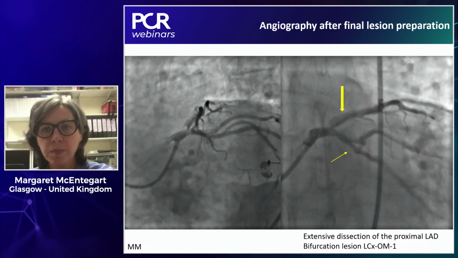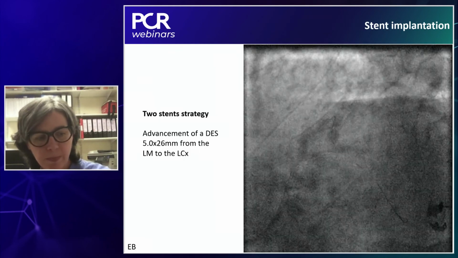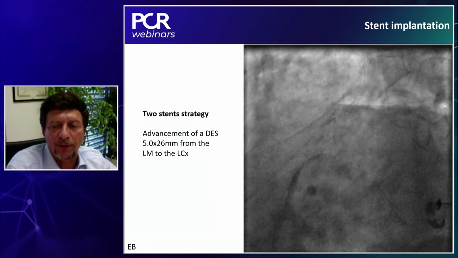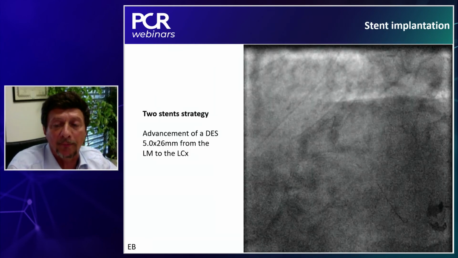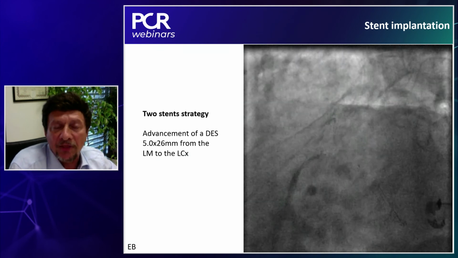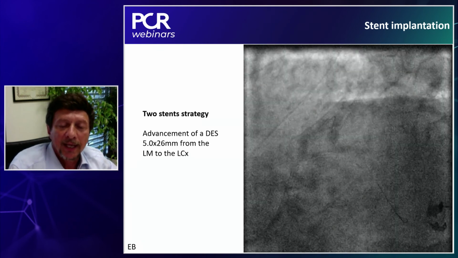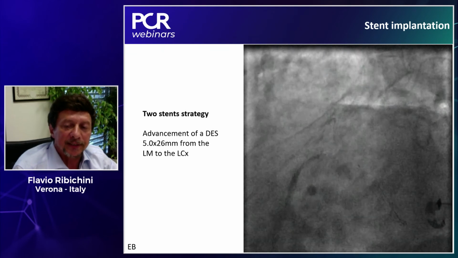Emanuele, do you agree? I mean, we have been quite aggressive with the bar, and the 3.5 non-compliant balloon expanded very well. So I think we can go safely with the stent. How would you do this stenting?